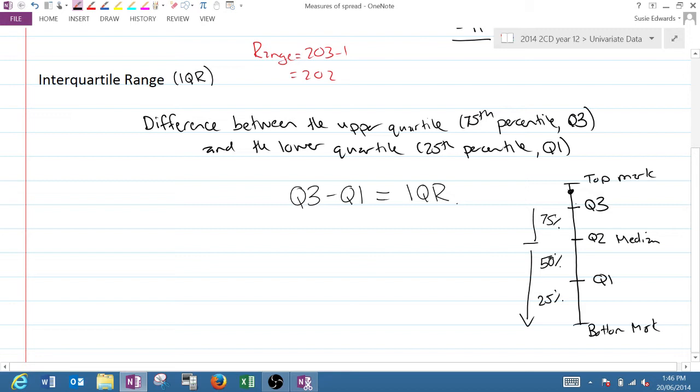Any questions about that? Okay, how do you think we find Q2? How do you think we find that middle bit? We've already done it, we've had a lesson on it. What's Q2 the same as? The median. Okay, so to find your upper and lower quartiles, to find Q1 and Q3, we first find the median. And that's going to be like your Q2.